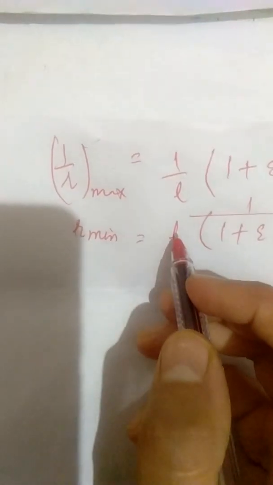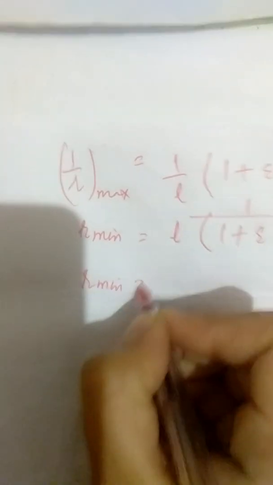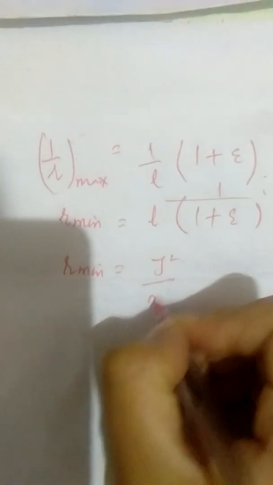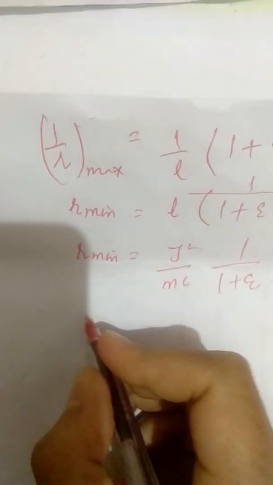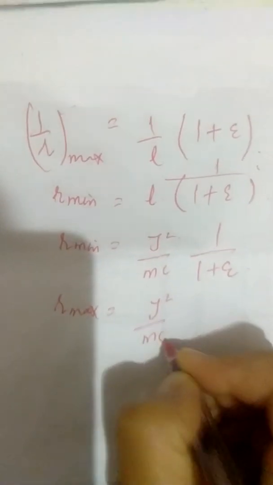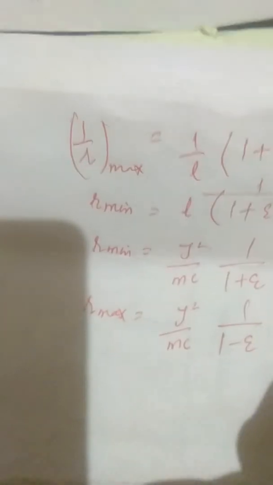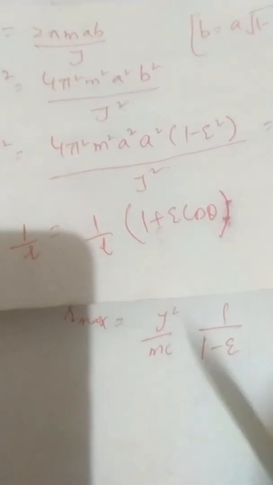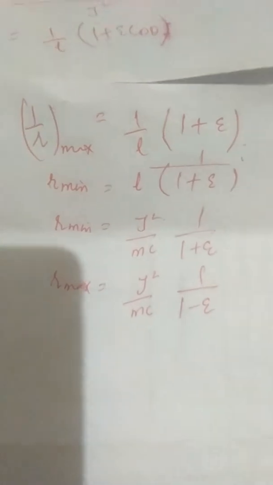Now what is this L? This L is J square by mC. So R min is J square by mC times 1 by 1 plus epsilon. Similarly, we can find R max. R max will be J square by mC times 1 by 1 minus epsilon, because at that time the value of cos theta will be minimum, and that is minus 1. So it will be 1 minus epsilon. In this way we arrive at our maximum: J square by mC times 1 by 1 minus epsilon.